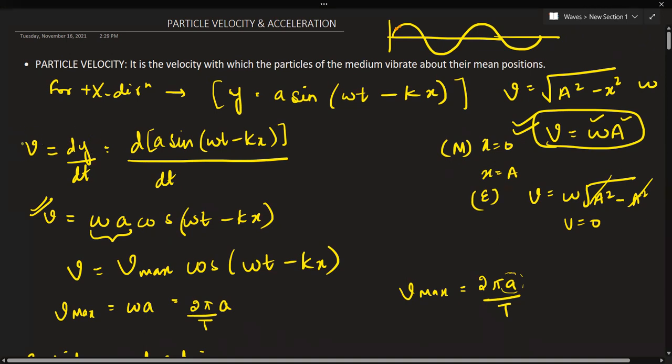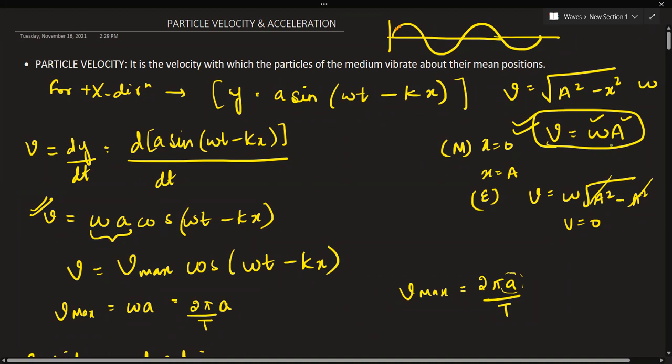When I have to calculate the velocity, I've written for positive x direction this will be minus kx, and for the reverse direction it will be plus. So velocity will be given by what? If this is the displacement equation, then velocity will be the differentiation of this displacement, dy by dt. When we differentiate this, the particle velocity comes out to be omega a cos(omega t minus kx).